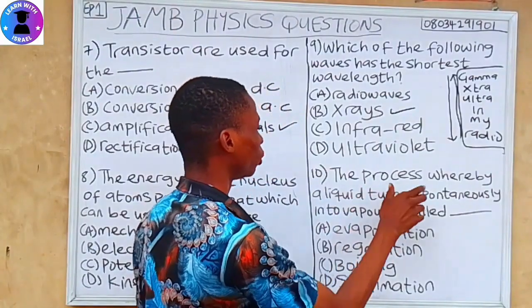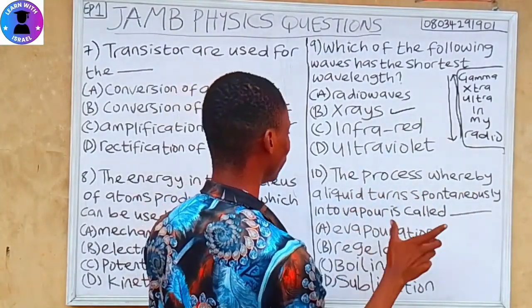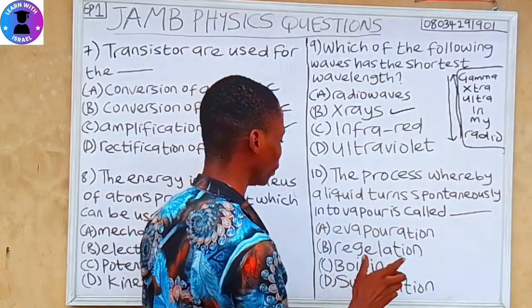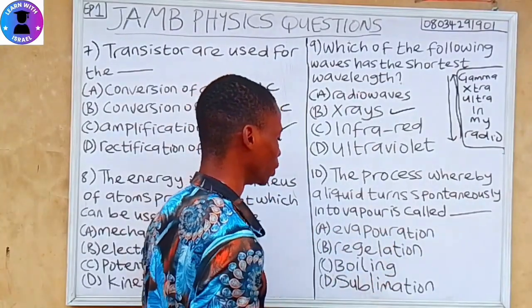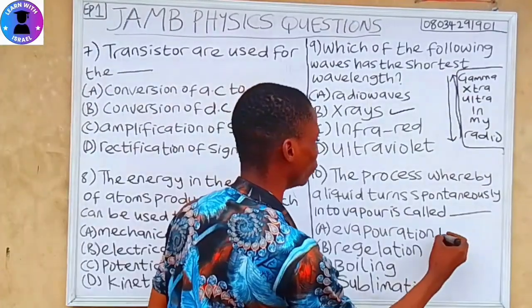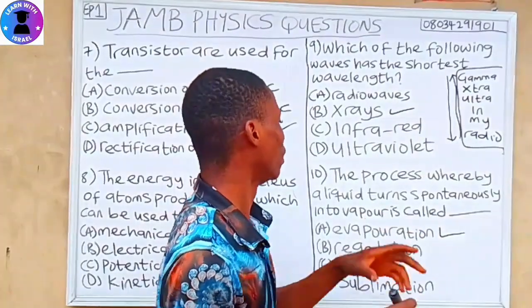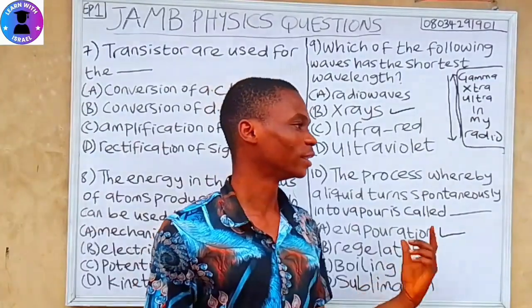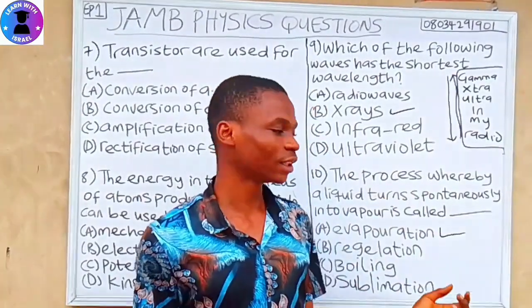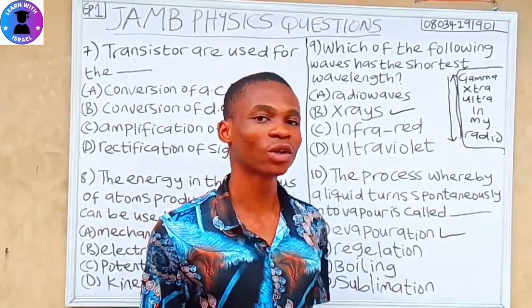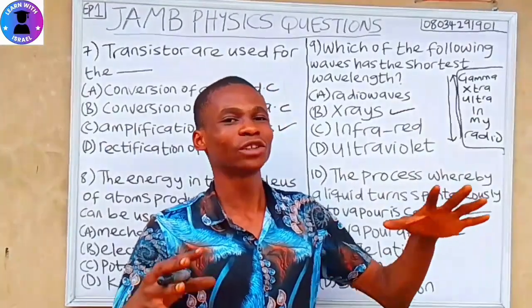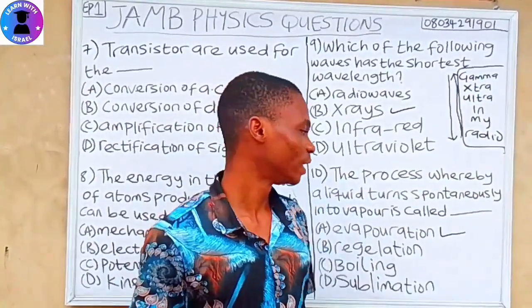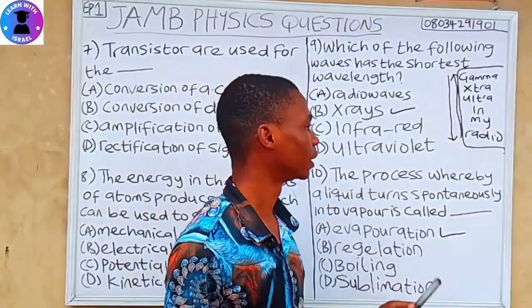Question 10. The process whereby a liquid turns spontaneously into vapor is called that. A. Evaporation, B. Regulation, C. Boiling, D. Sublimation. The correct answer is evaporation. Evaporation is the process of liquid turning to vapor, which is gas. While regulation, some people will be saying what's regulation? Regulation, for those that don't know, is the process of ice melting under pressure. That's the meaning of regulation.